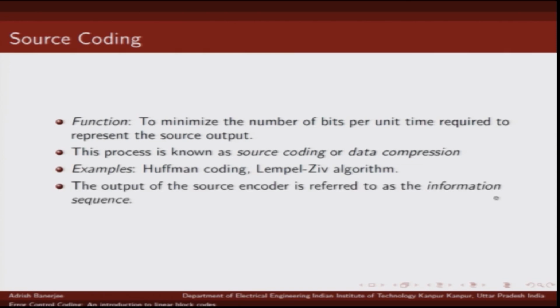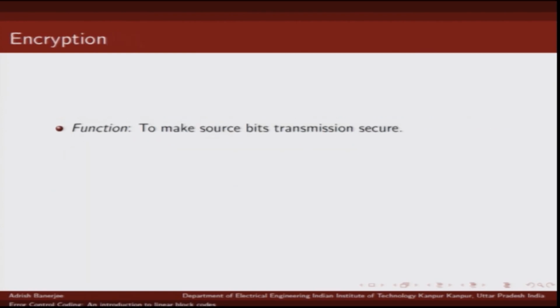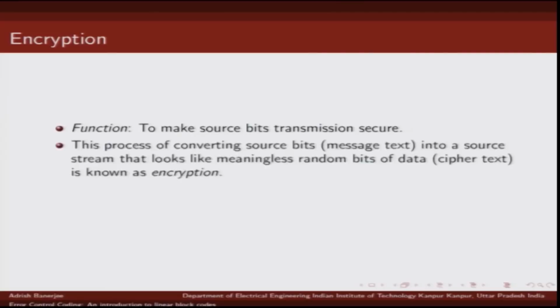As I said, the input to our channel encoder we are referring to as the information sequence. The next block was encryption, and the objective of encryption is to make the data, or the bits, secure, so that unwanted users should not be able to find out what has been transmitted.